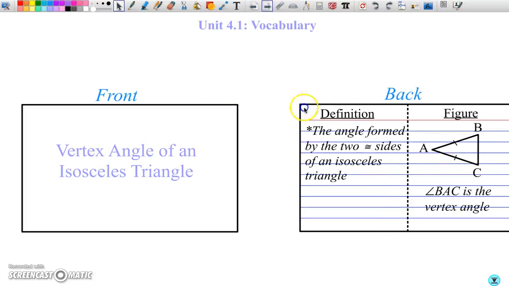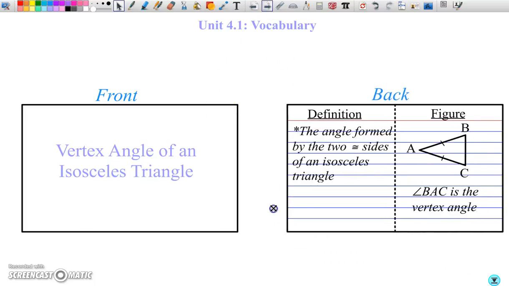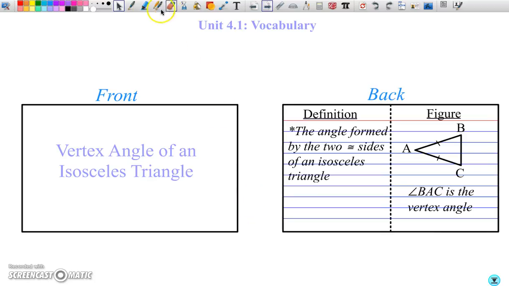All right, and then we have our vertex angle. The vertex angle is the angle that's formed by the two congruent sides. In this case, that would be angle BAC. So this angle right up here is your vertex angle. And if you want, you could even mark it in your picture to show that that is your vertex angle right there.